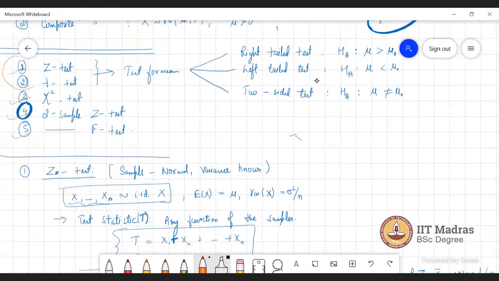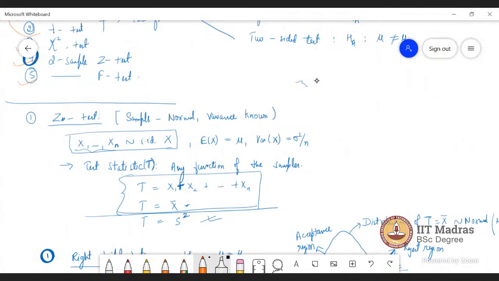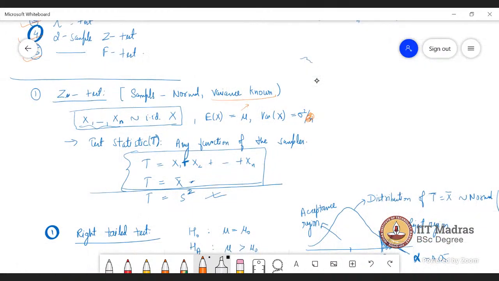So what happens in Z-test is, we assume 2 samples that is from normal distribution, and the variance will be known to you. The population variance will be known to you, and expectation of X is given to you as mu, and variance of X is given to you as sigma square. Now, in case of Z-test, you can consider 2 of the test statistics, either the sum of the samples, that is x1 plus x2 plus up to xn, or you can consider it to be the sample mean.